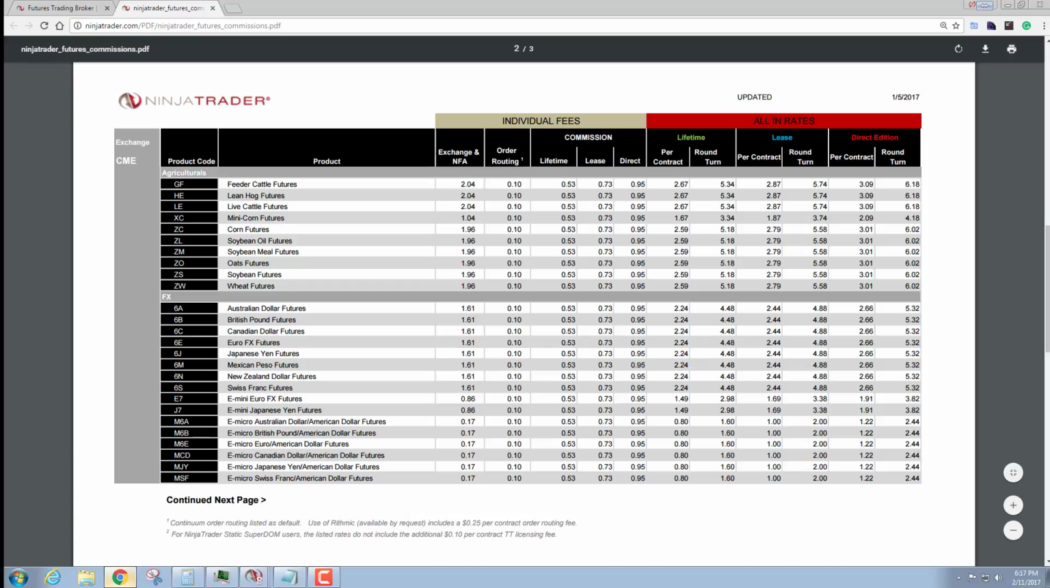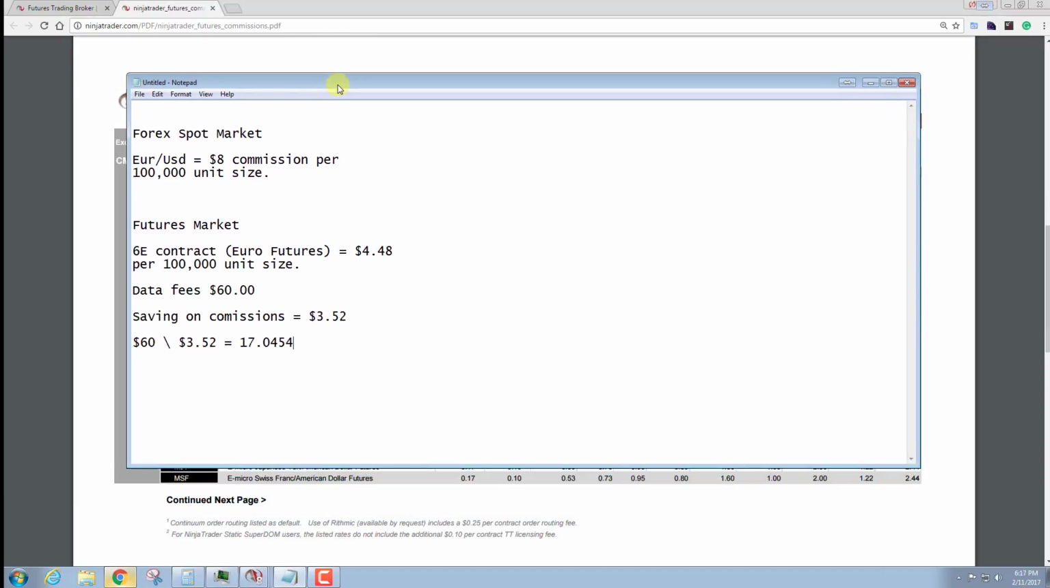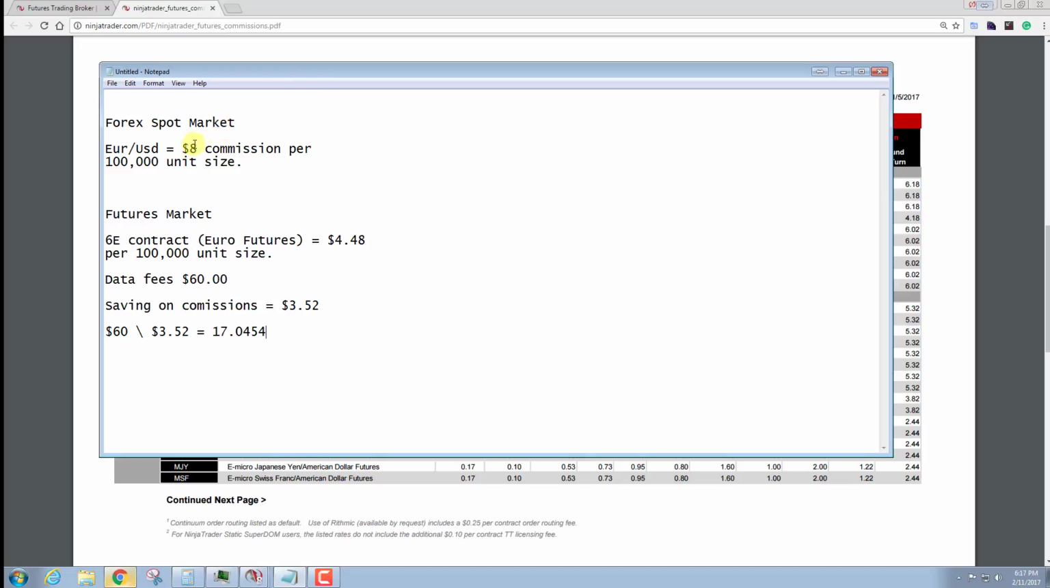So I've basically broken down the cost in a simplistic form. The Forex spot market with FXCM, I was paying $8 commissions per 100,000 unit size for the euro dollar. Now, some of the currency pairs that I trade would have been $12 round turn, but I always want to look at the worst case scenario. What's the biggest hurdle I have to overcome? So trading the 6E contract, the same unit size, 100,000, my commissions would be $4.48. Now the savings on that would be $3.52. Now my data fees are going to be right around $60 per month.